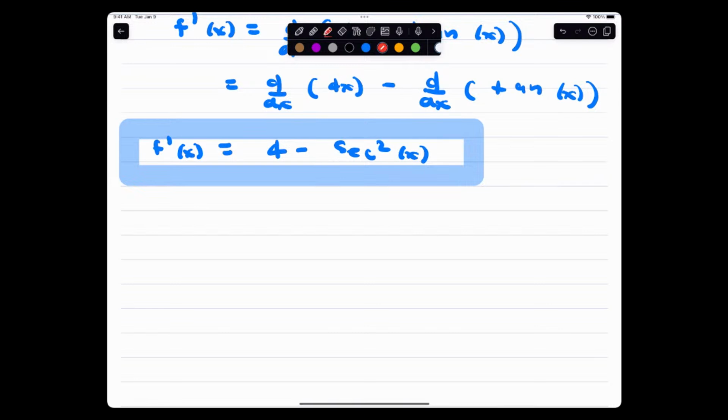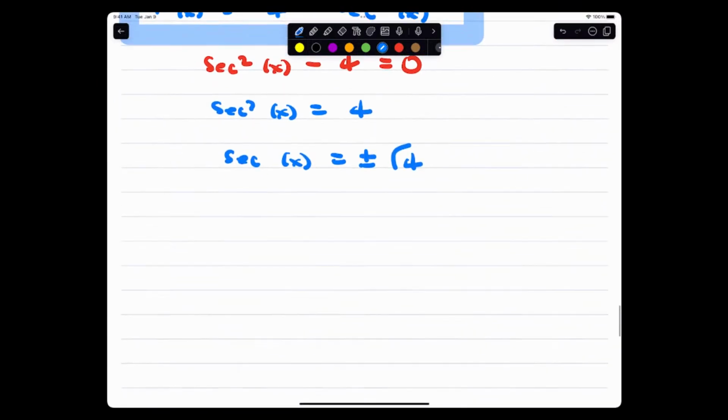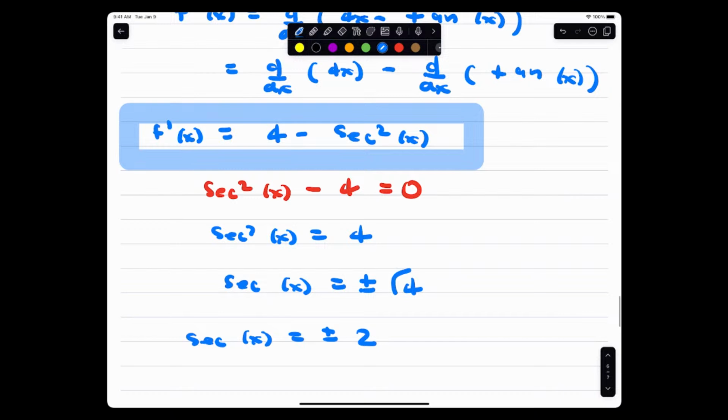Okay, so if we're going to set this equal to 0 here, we got secant squared x minus 4 is 0. So what does that mean? Is that 4? So then secant will be plus or minus square root of 4. Is that right? Or we say secant is plus or minus 2. Double check from your algebra here.